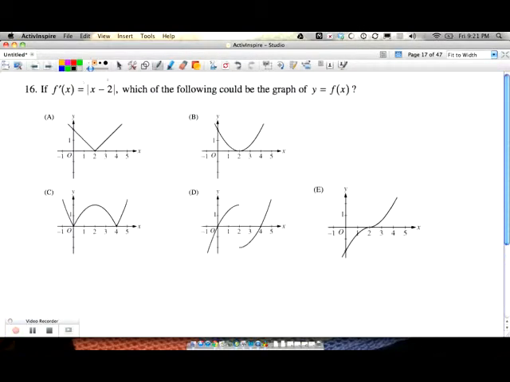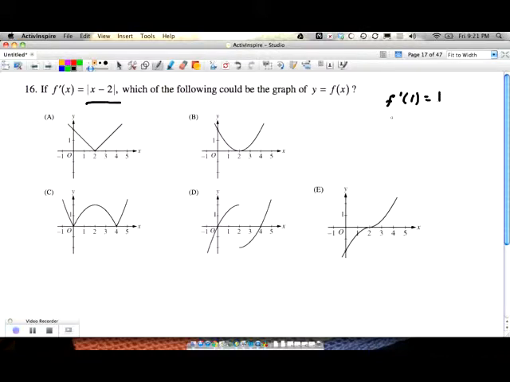If f prime of x equals the absolute value of x minus 2, which of the following could be the graph for y equals f of x? Well, that means that at 2, I kind of have this weird thing going on, where before 2, if I were to find f prime of 1, that's going to equal 1.